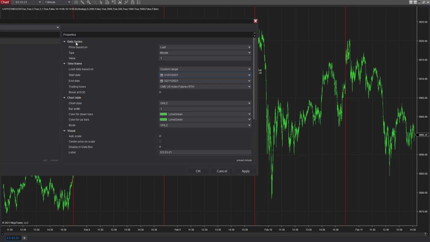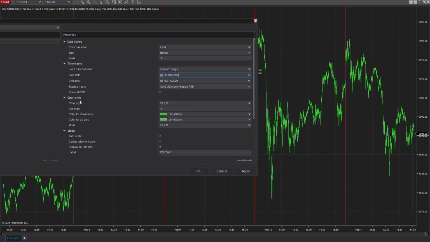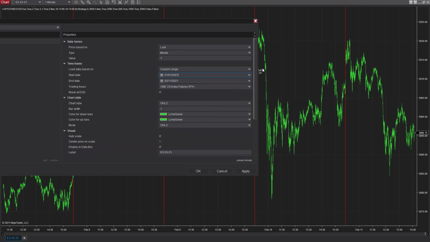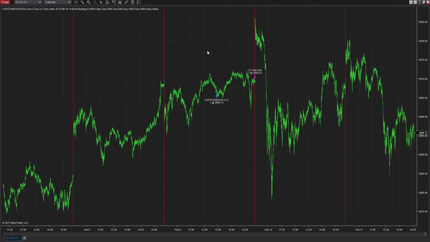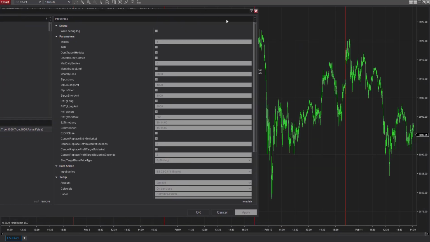You need to focus on the data series, and the time frame should match mine. Chart style and visual below any of these other settings, those are personal preferences that you can change that won't affect the strategy results. They're just the colors that show up on the charts. And so now let's go over to the input settings. These settings, the time-based settings, are set up to work on Eastern Standard Time. You do not need to change them for your time zone.